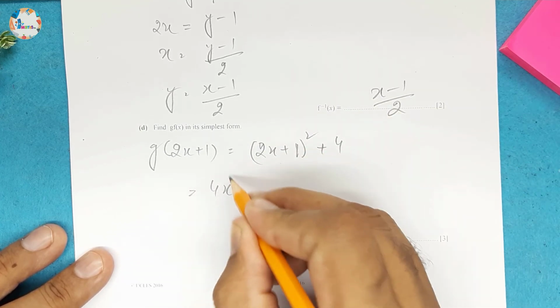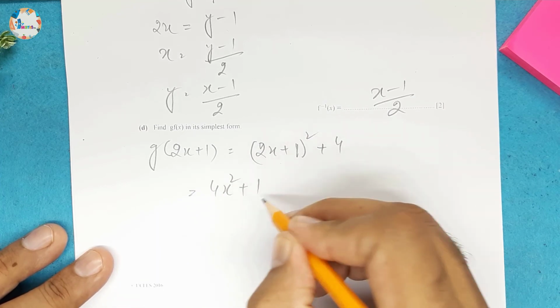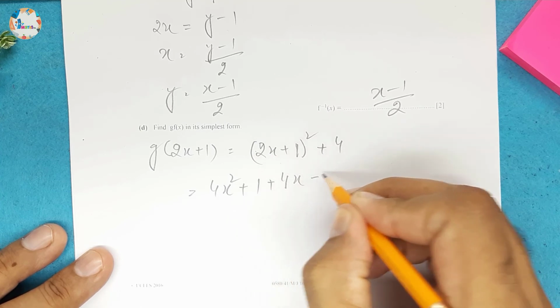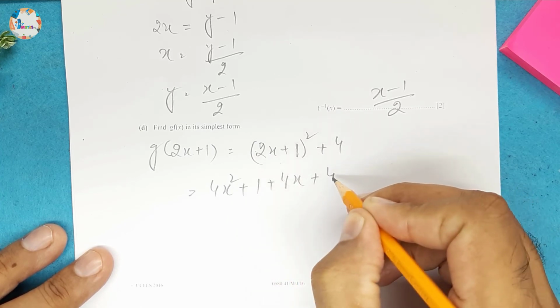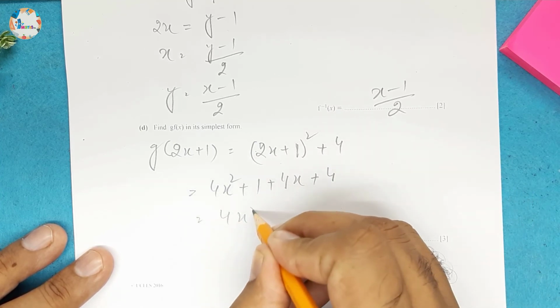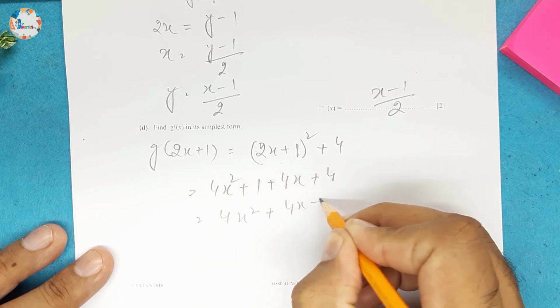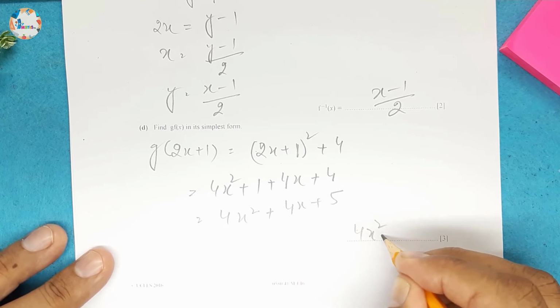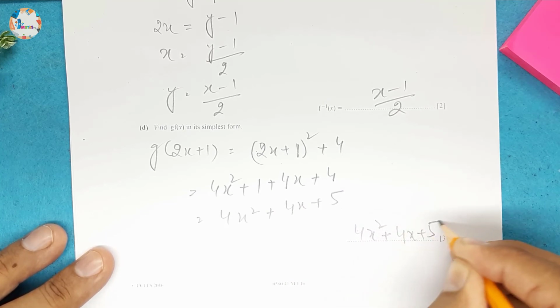This will be 4x squared plus 1 squared will be 1 plus 2 into 2 will be 4x, and plus 4. Now we can write it as 4x squared plus 4x plus 5. This will be our answer: 4x squared plus 4x plus 5. This will be our final answer.